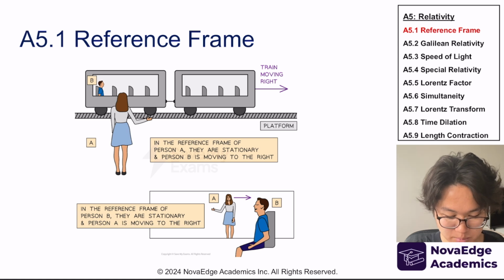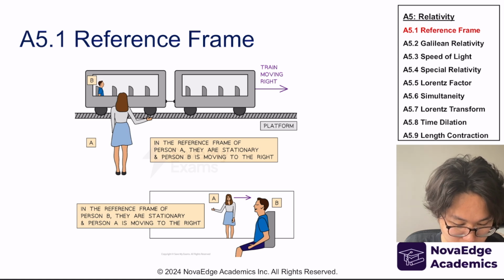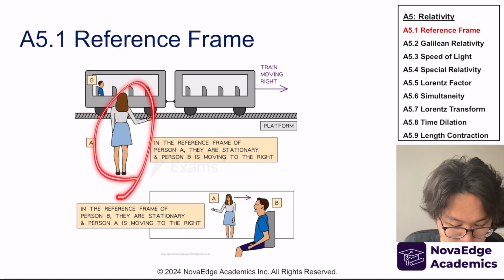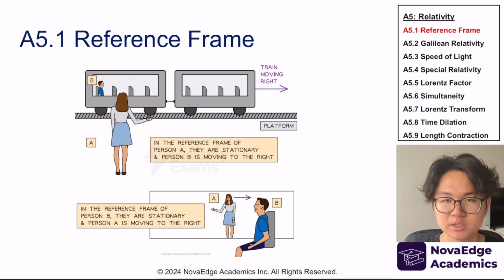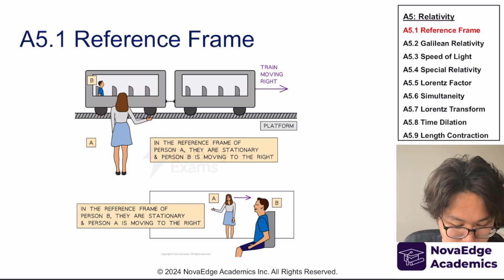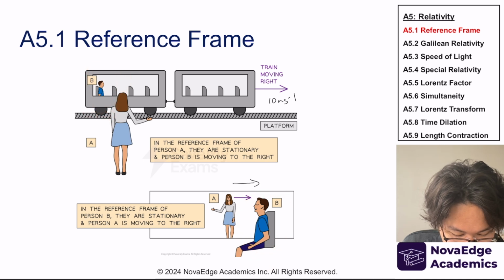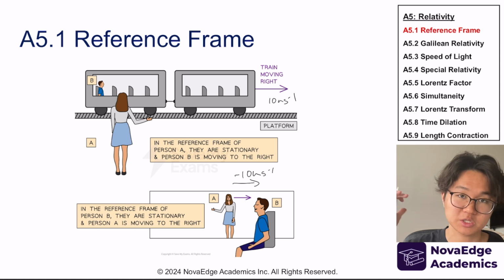As an example here on this train track, we have a person on the train and a person on the platform watching that train go. From the woman's perspective, the train is moving to the right at, let's say, 10 meters per second. So for the guy's perspective, the woman is actually going back at negative 10 meters per second. Mind you, it's negative because it's going backwards.